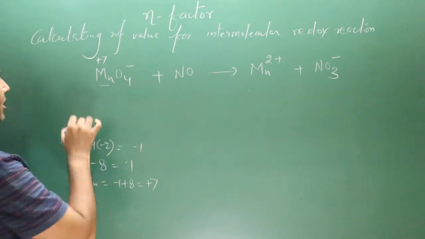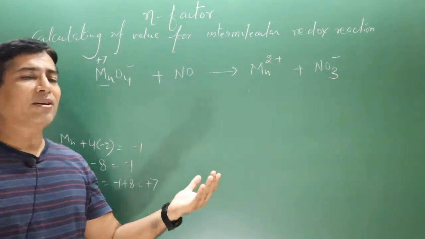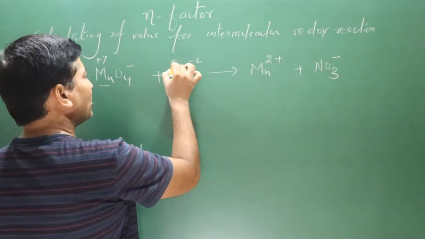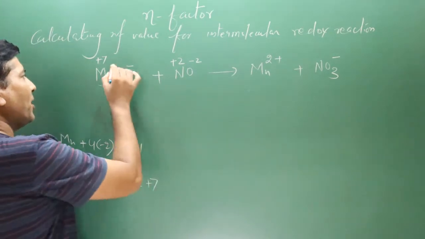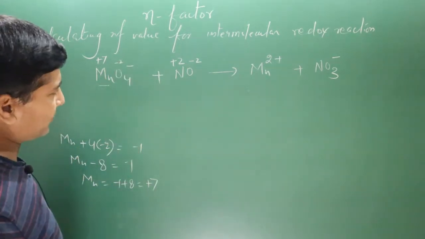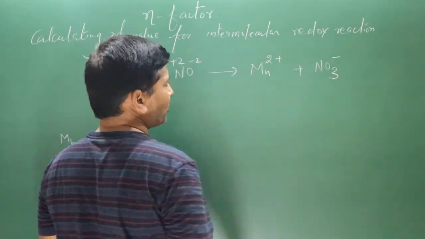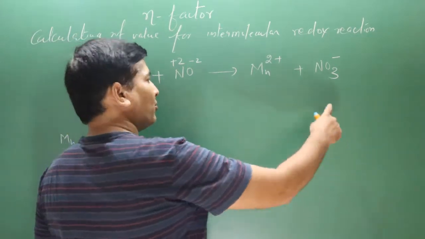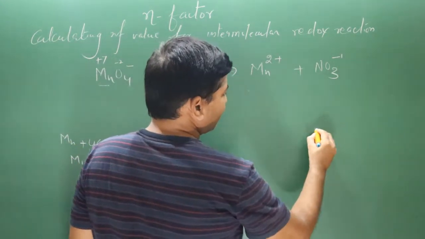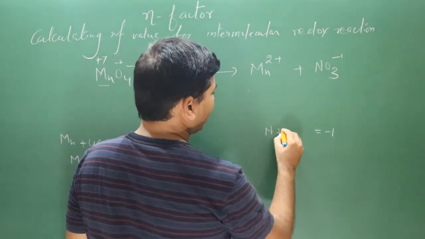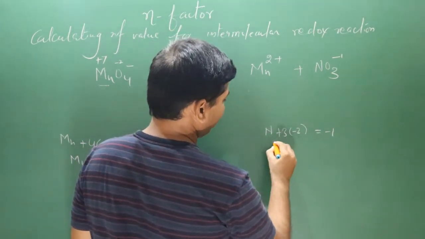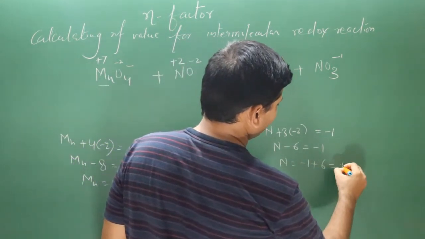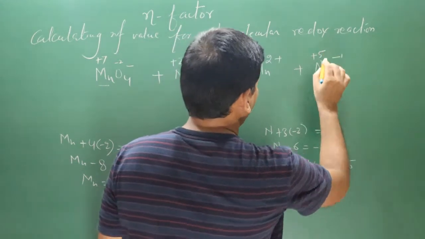Manganese is present in +7 oxidation number, and oxygen present in the form of oxide always shows -2 charge. Then nitrogen in NO will obviously be +2, with oxygen at -2. Mn2 plus is a monoatomic ion with +2 charge, and in a monoatomic ion the charge is equal to its oxidation number. In NO3 minus, a polyatomic ion, the overall charge is -1. Nitrogen plus 3 oxygen, each oxygen is -2, 3 times 2 is 6, so -6 is equal to -1. Nitrogen is equal to -1 plus 6, which is +5. Nitrogen is present in +5 oxidation number.